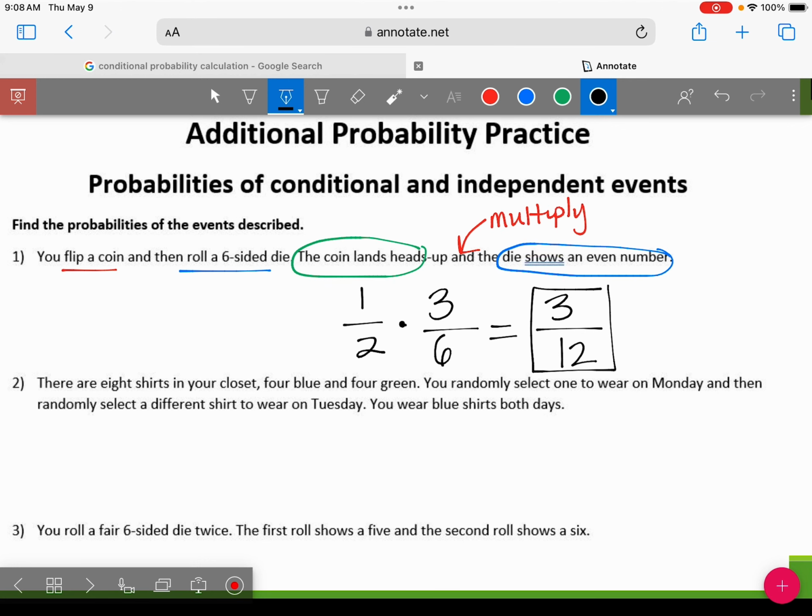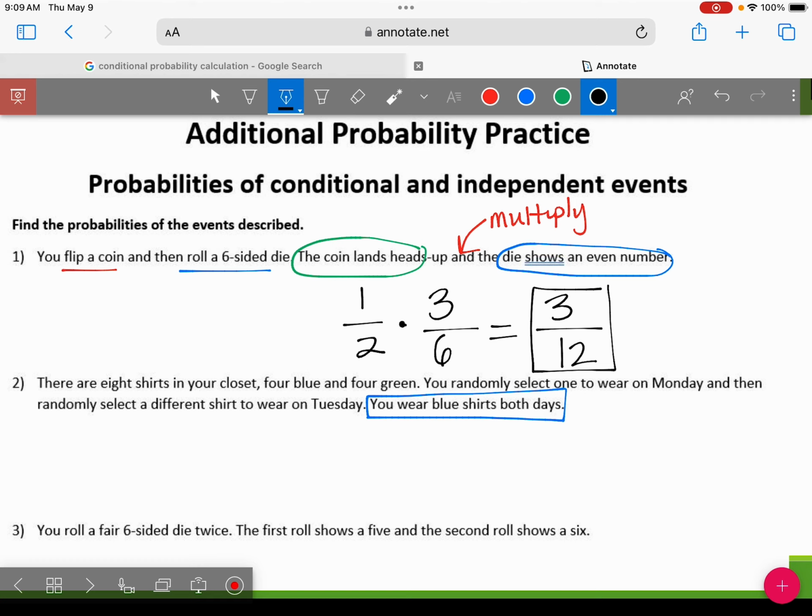Okay, so it says there are 8 shirts in your closet. You have just 2 different colors. 4 blue, 4 green. You randomly select a shirt to wear on Monday, and then you pick a different shirt to wear on Tuesday. And we wear blue both days. Okay, so on Monday, what's the probability that you picked a blue shirt on Monday?